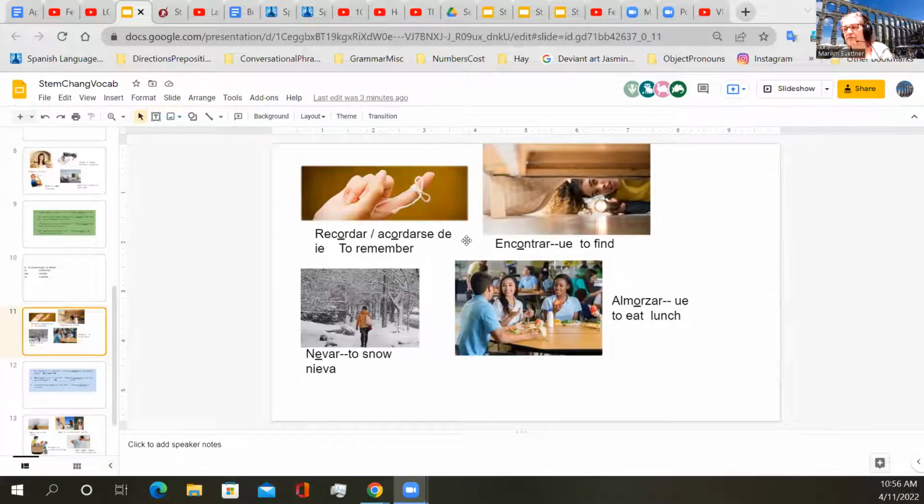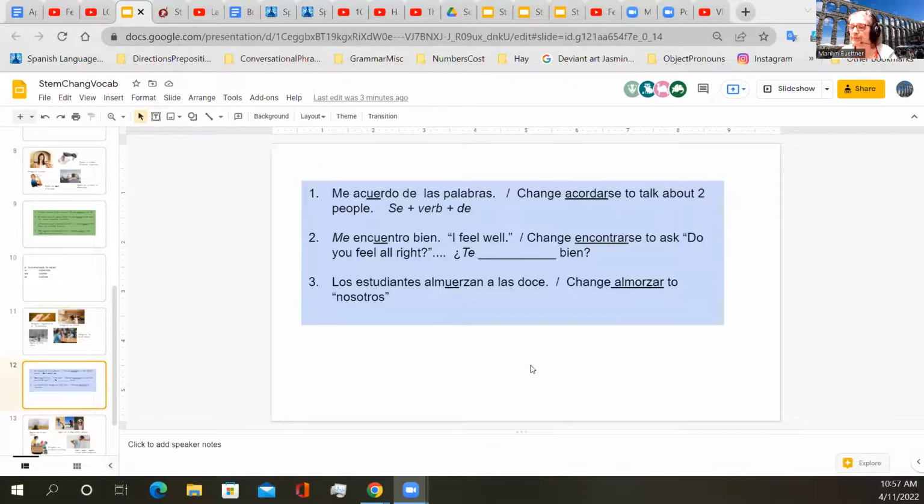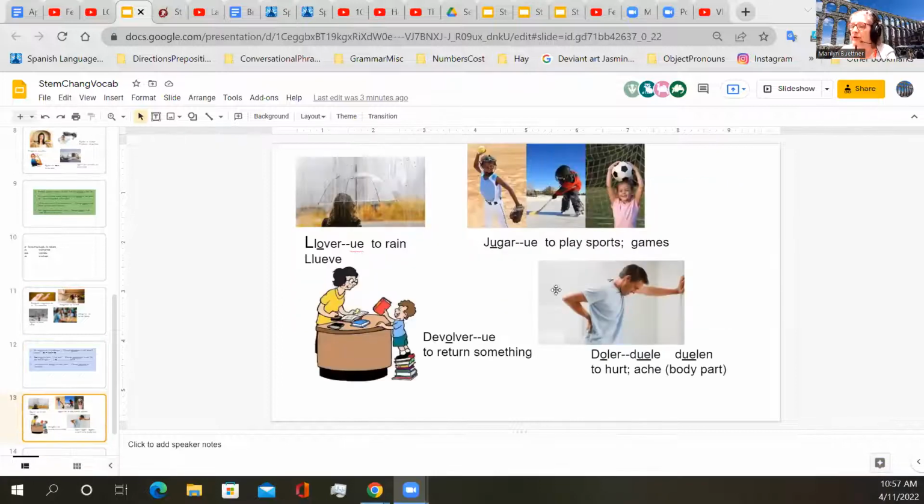Recordar and acordarse, which both mean to remember. They are synonyms. Encontrar, which means to find. Nevar, which means to snow. And there's only one conjugation because we don't snow. And I don't snow, and neither do you. Almorzar, to eat lunch. You're going to preview the kind of changes I want you to make when you get into breakout rooms. And you're going to get a last set of verbs. Llover, jugar, devolver. Oh, the devolver, to return a thing.